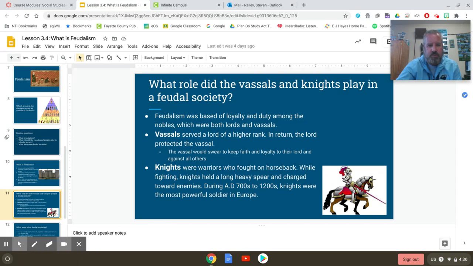All right. You also had knights. Knights were usually vassals that would fight on horseback. They used armor and spears, and because of some innovations, such as stirrups, which you'll see in your reading, they were very, very effective fighters between 700 AD and 1200 AD.